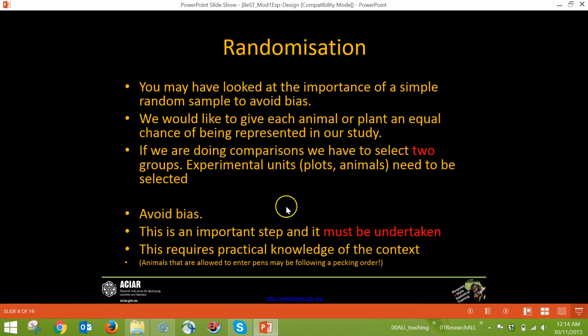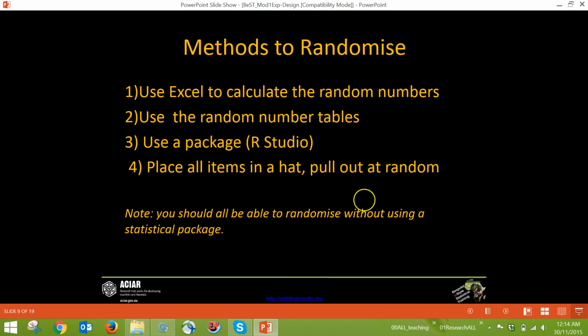So the reason we randomise is to avoid bias. It's an important step and it must be undertaken, and this requires some practical knowledge of the context, which we hope to show in this course. For instance, animals that are allowed to enter the pens without any randomisation might be following a pecking order, and therefore you're going to get behavioural differences among the groups.